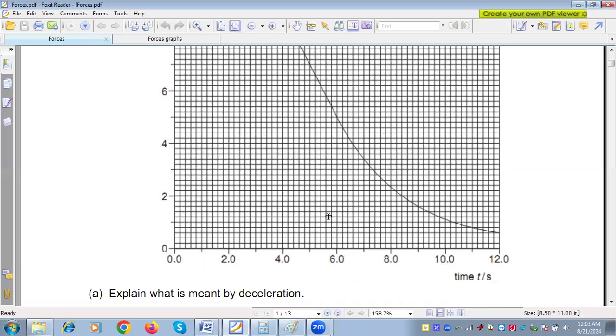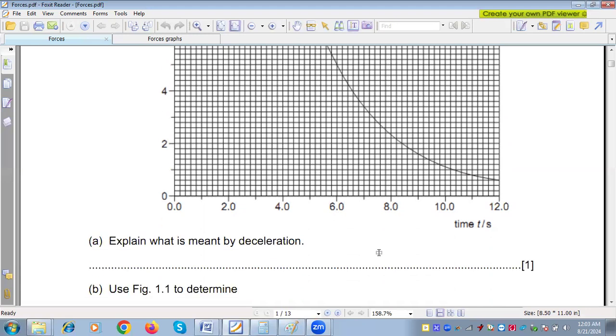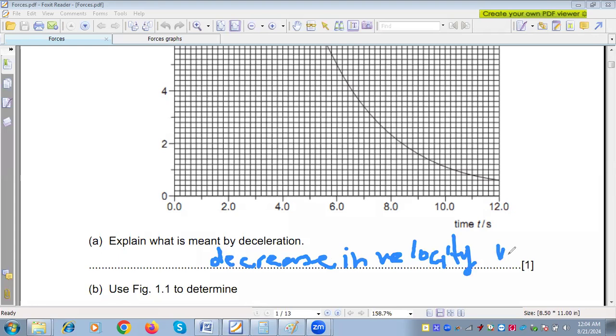If this is uniform deceleration, then it means the velocity decreases at a uniform rate: the same decrease in velocity in the same interval of time. It is only 1 mark. So what we will write here is: decrease in velocity with respect to time.